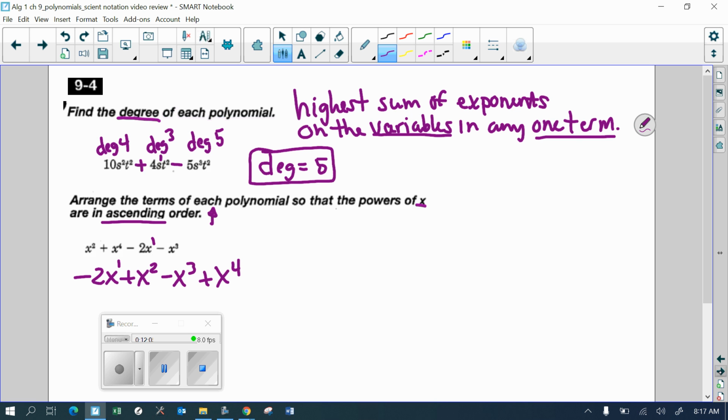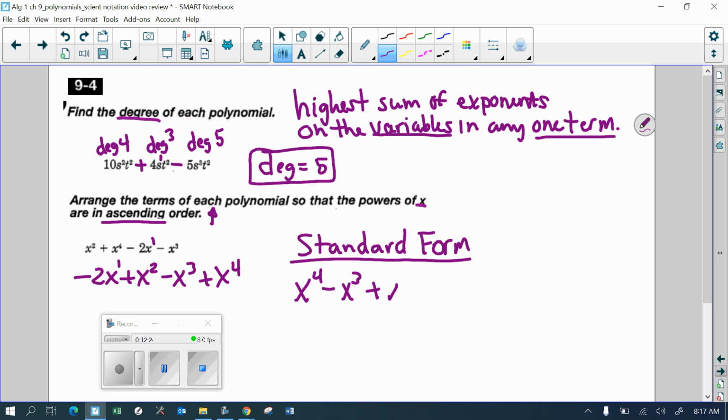Now, standard form, we put it in descending order. So standard form would be the exact opposite, if you want to think of it that way. Standard form of any polynomial, you go highest degree down. So if they ever tell you to put it in standard form, you know to put the highest degree down. And so that would be standard form for that one.